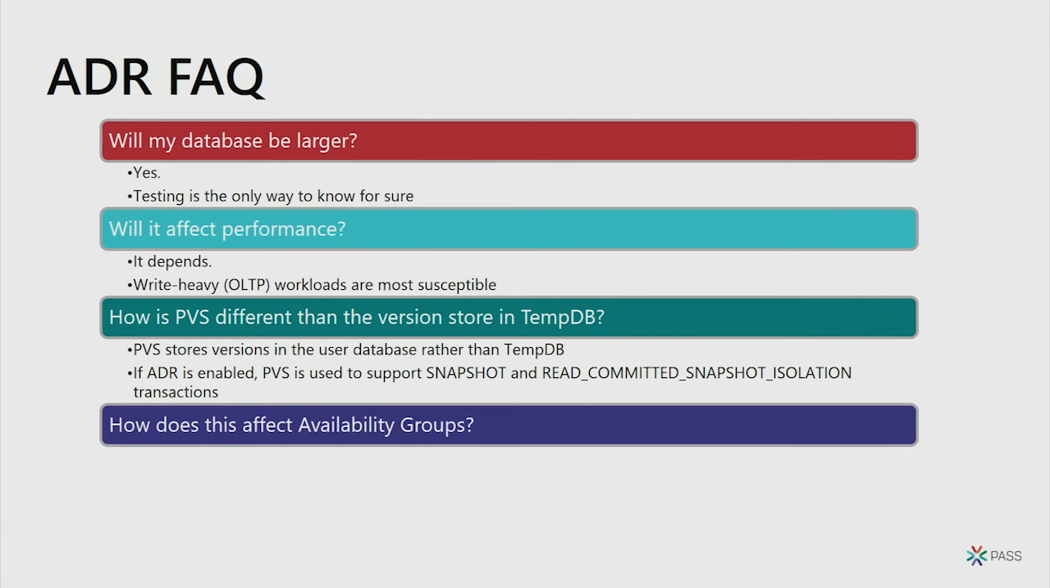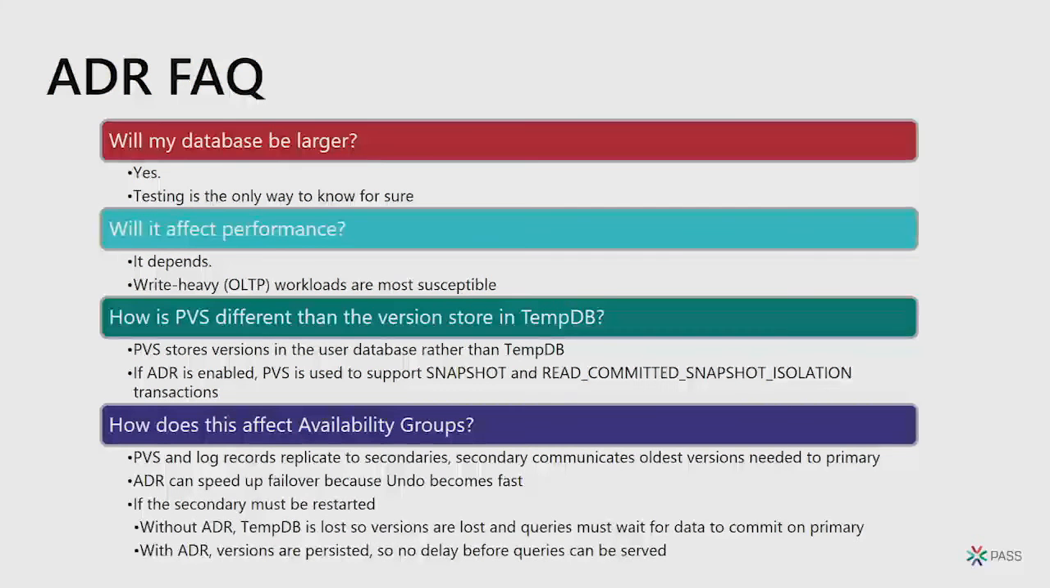How does this affect availability groups? Now this one is kind of cool and not something that you might have thought about. Because the persisted version store is in the user database, those rows and log records are all replicated to the secondary. So all of the communication about our oldest transactions and all of that is communicated to the secondary, and then if you have a readable secondary, the row versions that readable secondary needs is communicated back to the primary so that the cleaner knows how far back it can clean, okay? So the primary and the secondary are talking to each other.